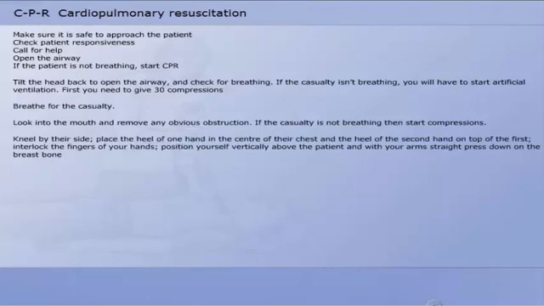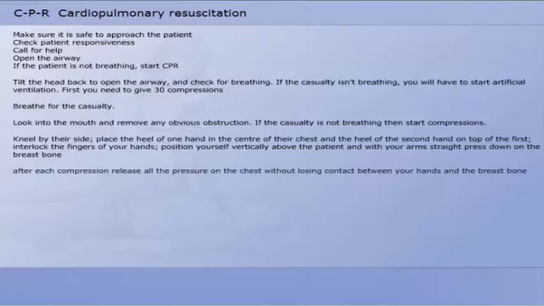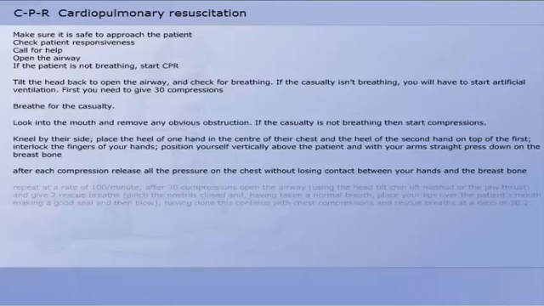After 30 compressions, open the airway using the head tilt chin lift method or the jaw thrust and give 2 rescue breaths. Having done this, continue with chest compressions and rescue breaths at a ratio of 30 to 2.